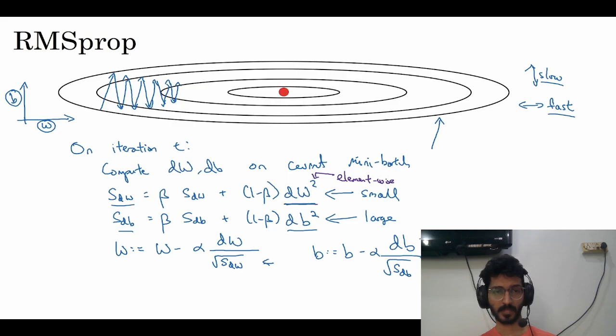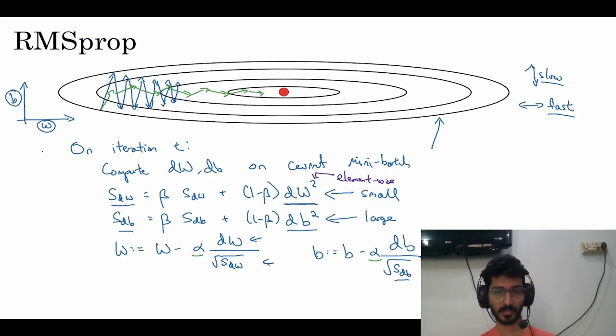So the net effect of this is that your updates in the vertical direction are divided by a much larger number, and so that helps damp out the oscillations, whereas the updates in the horizontal direction are divided by a smaller number. So the net impact of using RMSProp is that your updates will end up looking more like this, right? Your updates in the vertical direction get damped out, but in the horizontal direction it can keep going. And one effect of this is also that you could therefore use a larger learning rate alpha and get faster learning without it diverging in the vertical direction.